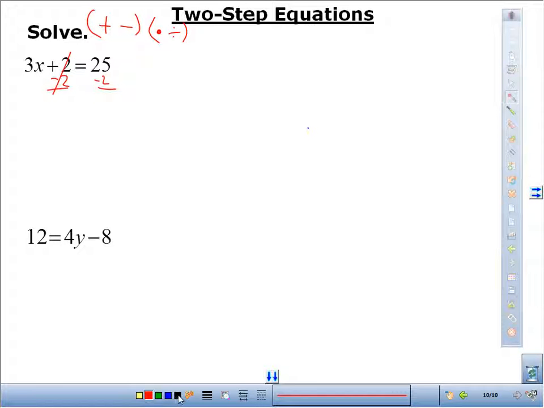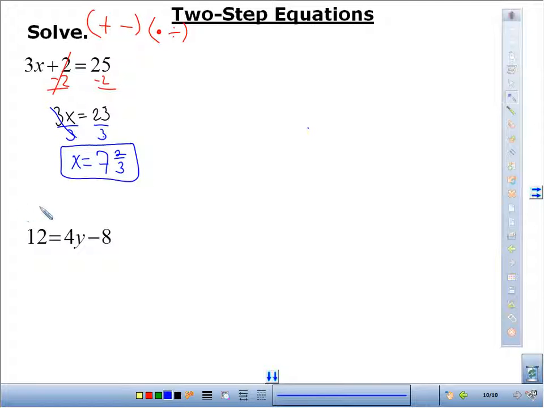I bring down the 3x equals 2. What is 25 minus 2? Michael Jordan, 23. From there, what is the 3 doing right here? Multiplying, so what is the inverse? Divide by 3. Divide by 3. X equals. How many times does the 3 fit into 23? 7. That's 21. And how many more to 23? 2/3.